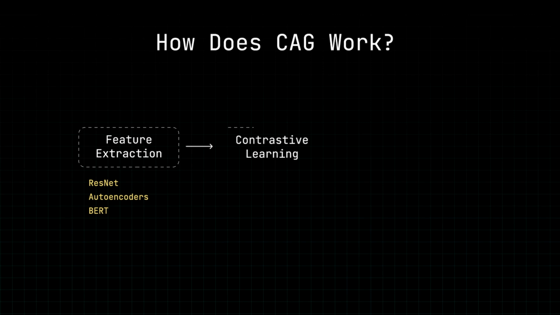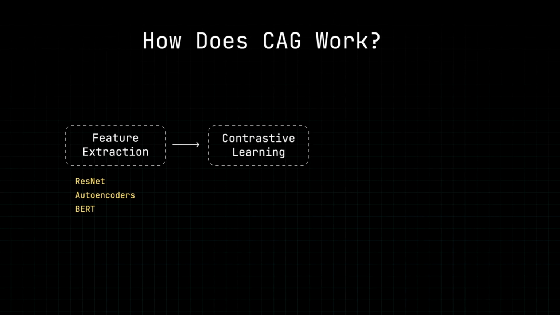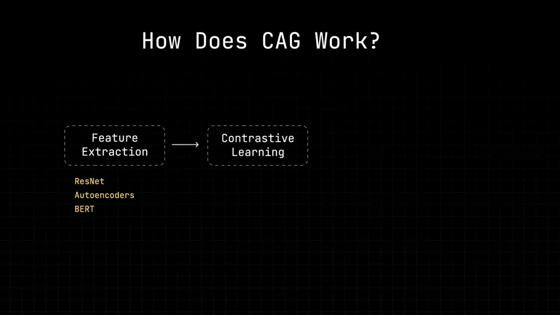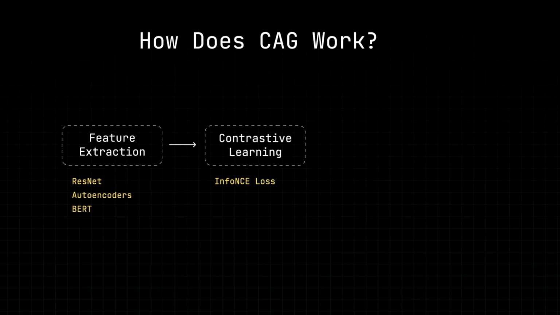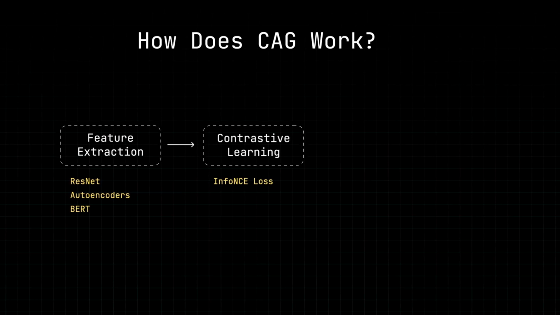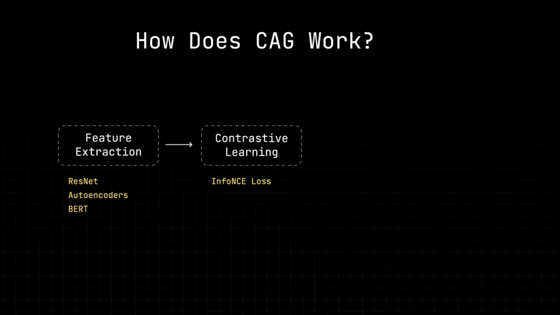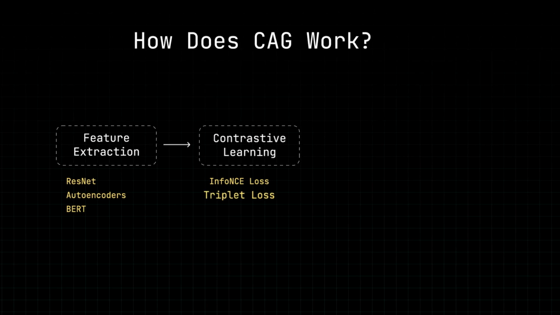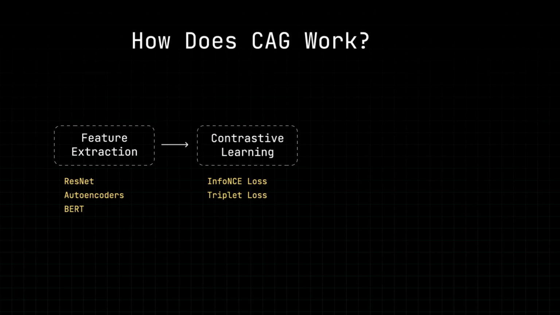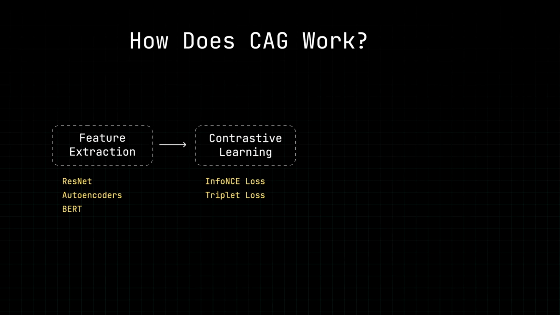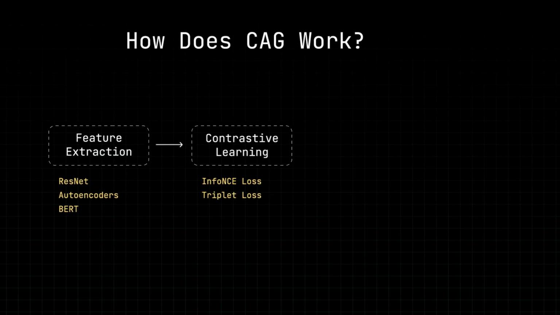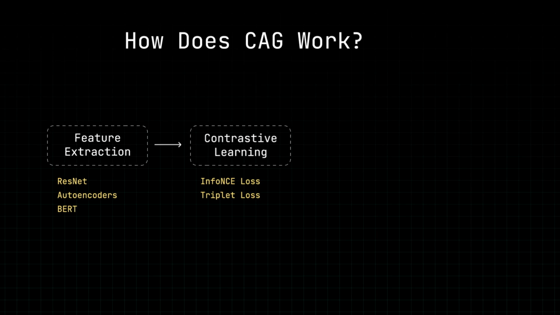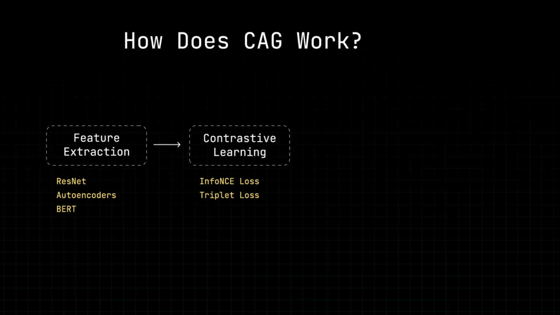Second thing, contrastive learning. To teach AI which data points are similar and which are different, we use loss functions. InfoNCE loss helps keep similar data points close. Triplet loss forces AI to recognize what belongs together and what doesn't. This way, AI builds a structured knowledge base, just like how we recognize faces not by remembering every detail, but by focusing on key differences.